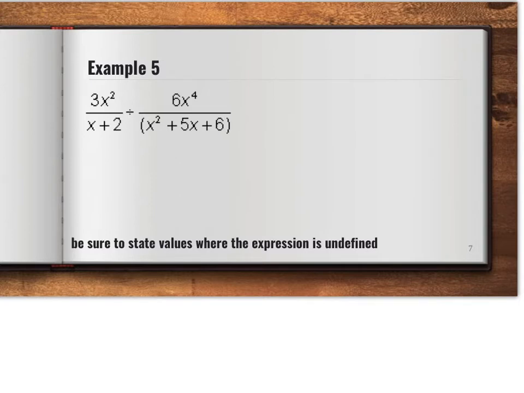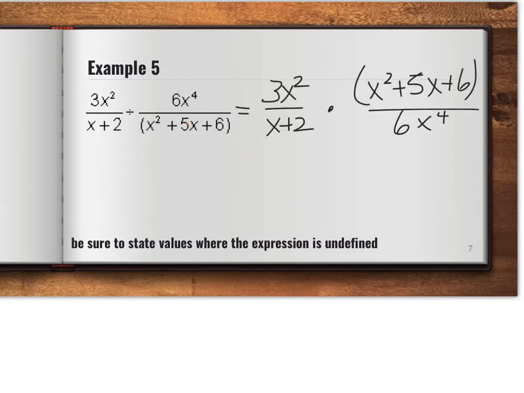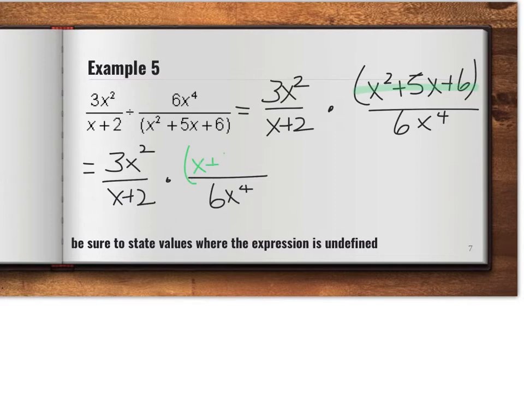The first thing we need to do with a division is change it from divide to multiply, and flip the second one. The next step is to factor any possible things. So these can't be factored any further, but this can, so I'm going to have to factor this. We need to factor x squared plus 5x plus 6. All the other terms stay the same, so 3x squared over x plus 2, and then the 6x to the fourth, and I'm just going to factor this one, so I get x plus 2 times x plus 3 for the top.